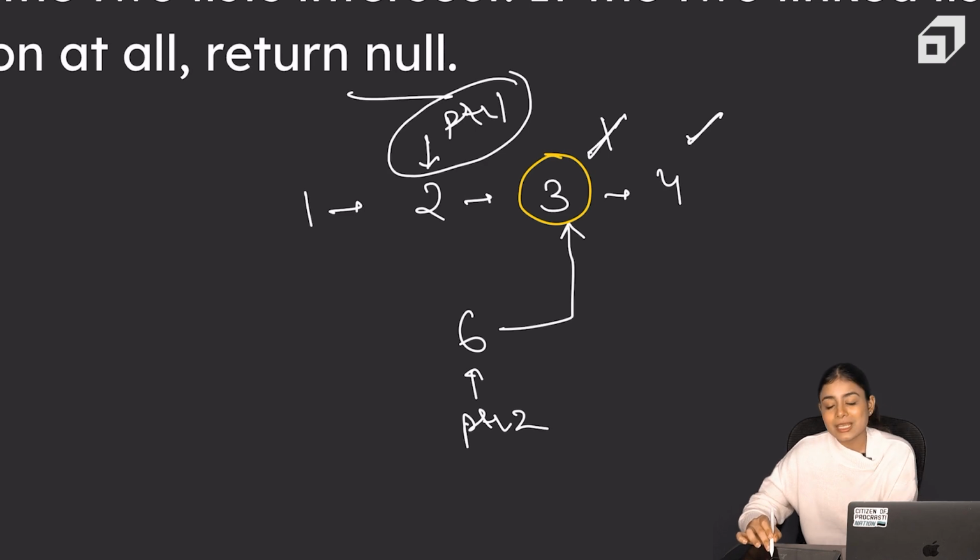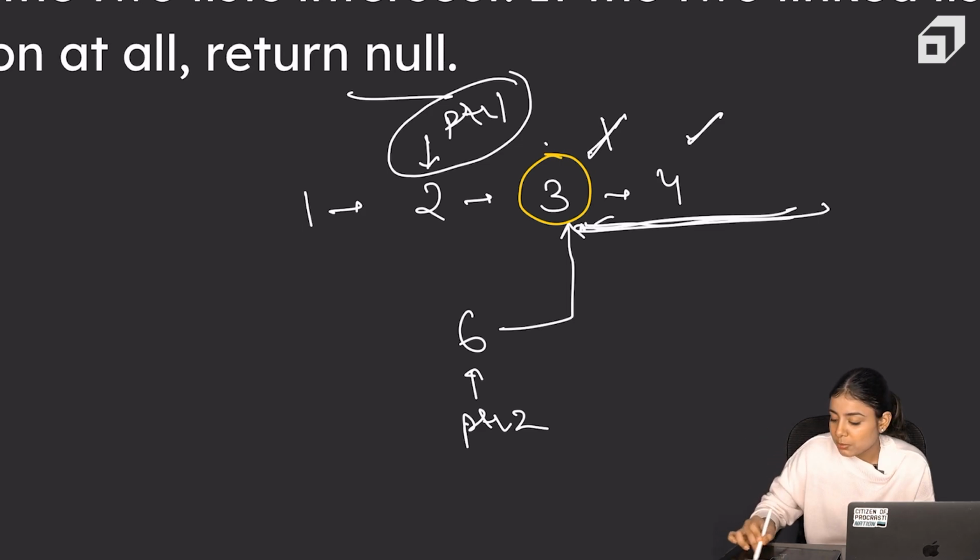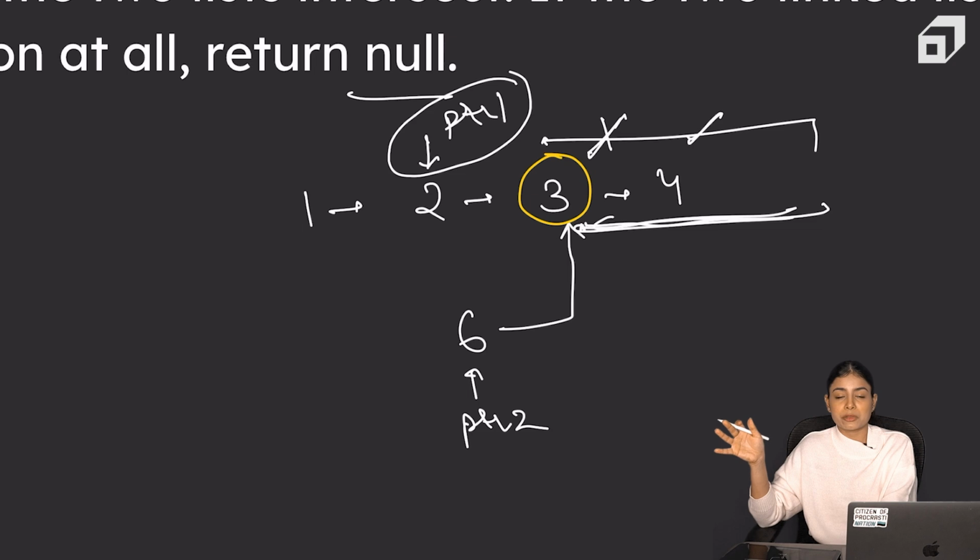Because if there is an intersection point, for example here it's 3, after 3 the rest of the linked list will also be common to both of the linked lists, right? Whatever nodes I have after 3 will be common to both of the linked lists. So this part of the linked list, whatever it is after 3, 1 or 2 or 3 nodes or 0 nodes, that part is common to both of my linked lists.